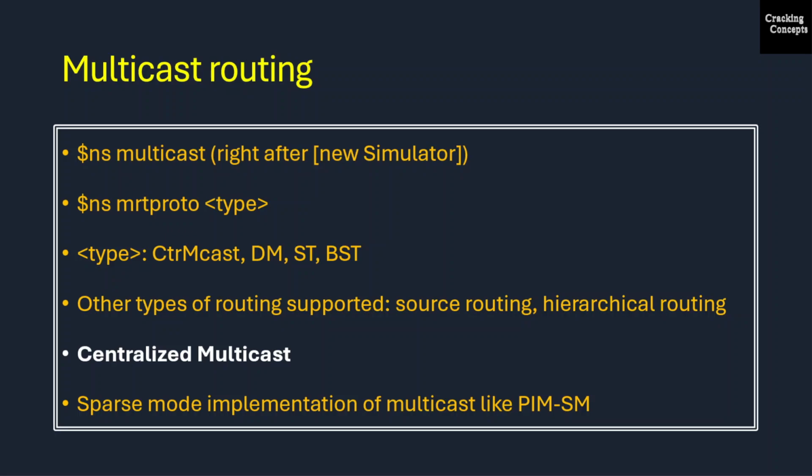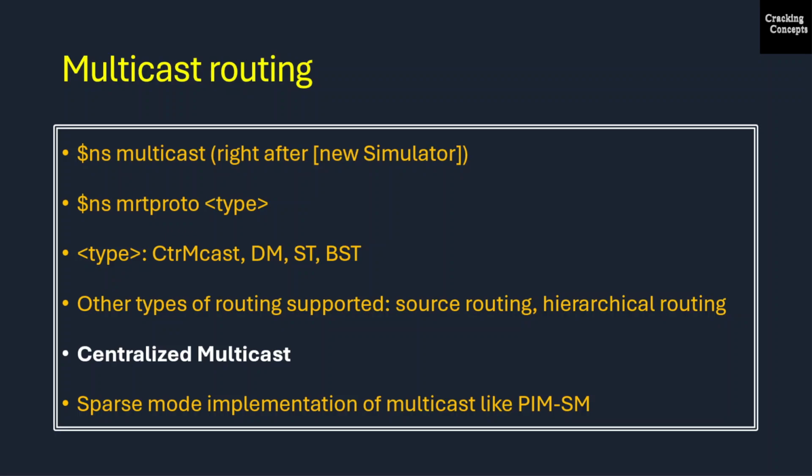Now we'll see multicast routing. Now the format is ns multicast. Now the statement will be given immediately after the new simulator object is created. And this is how to specify the type: ns rtproto. The types available are centralized multicast, dense mode, shared tree, and bidirectional shared tree.